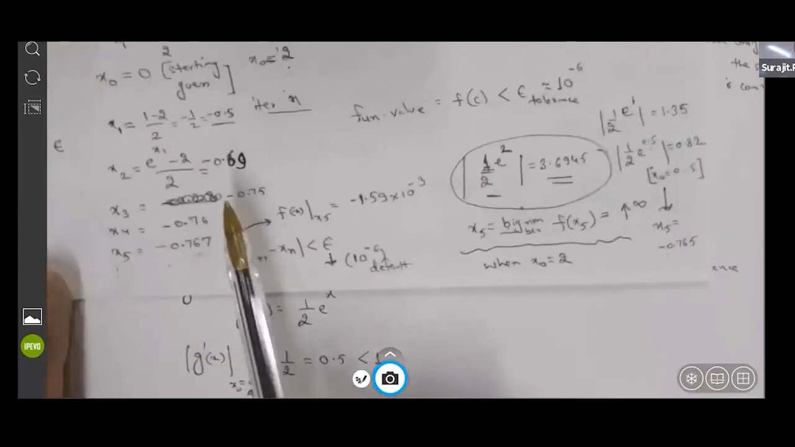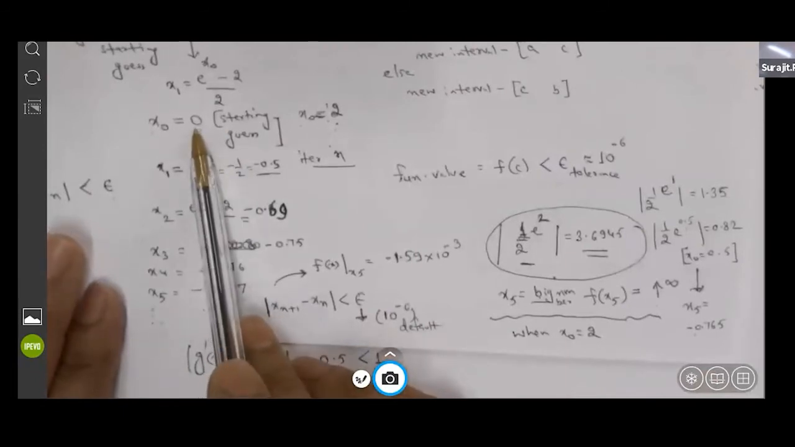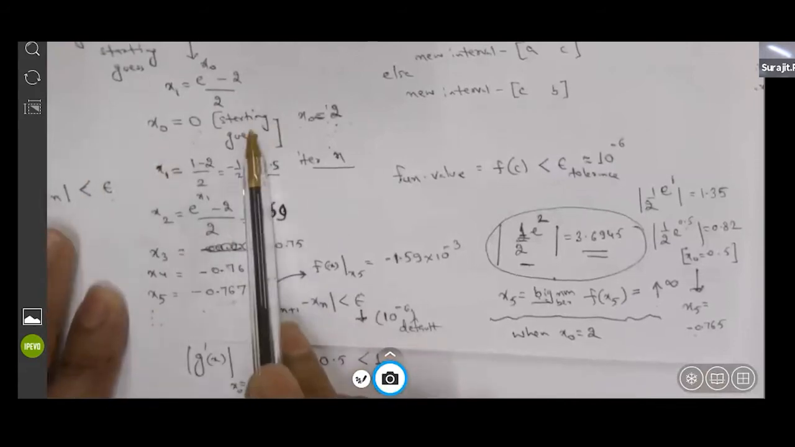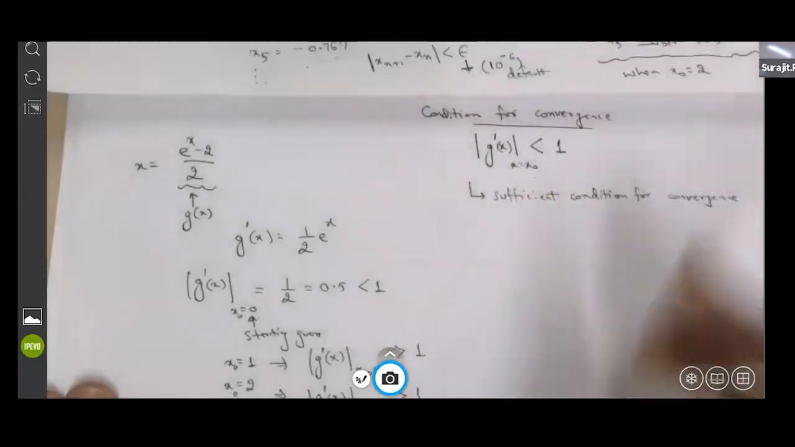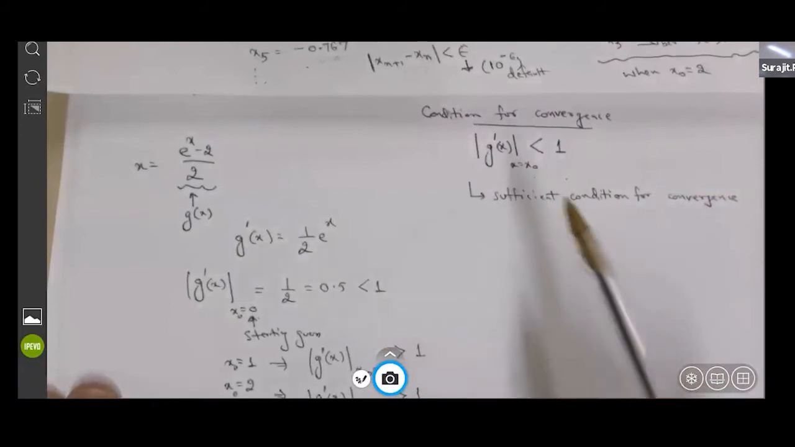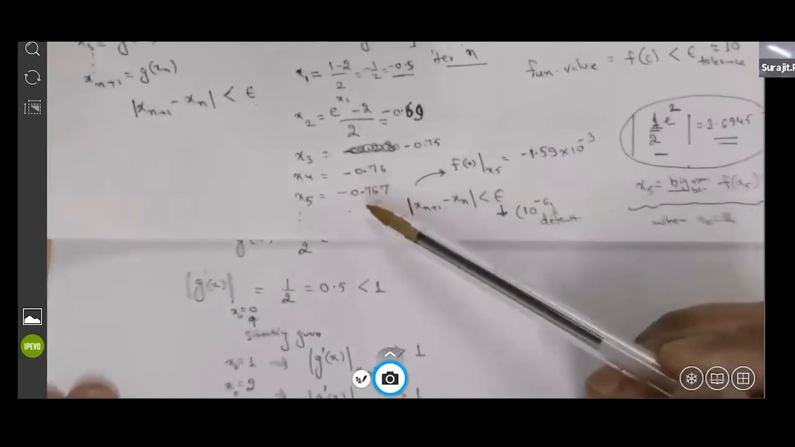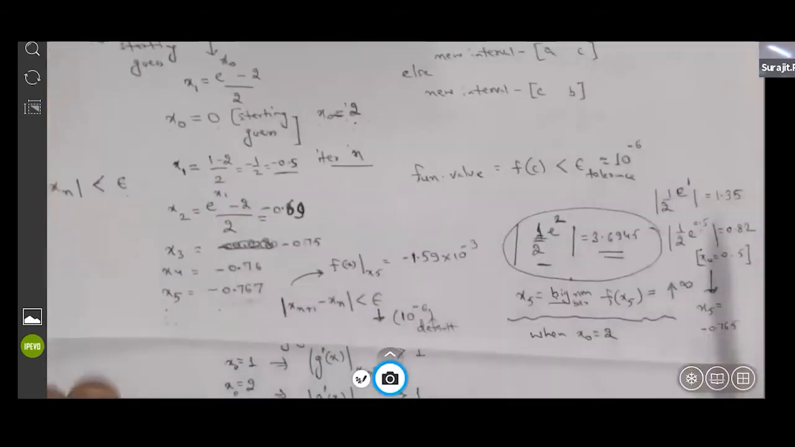So even if the starting guess is different, it need not be a specific value like 0. It can be -1, -2, -3, -infinity, any number, as long as this condition is satisfied. That is, g prime of x at the starting value should be less than 1. As long as this condition is satisfied, you can select any starting value of x and you will see that the sequence will converge to your root. But the moment this condition is not satisfied, you are going to see divergence.